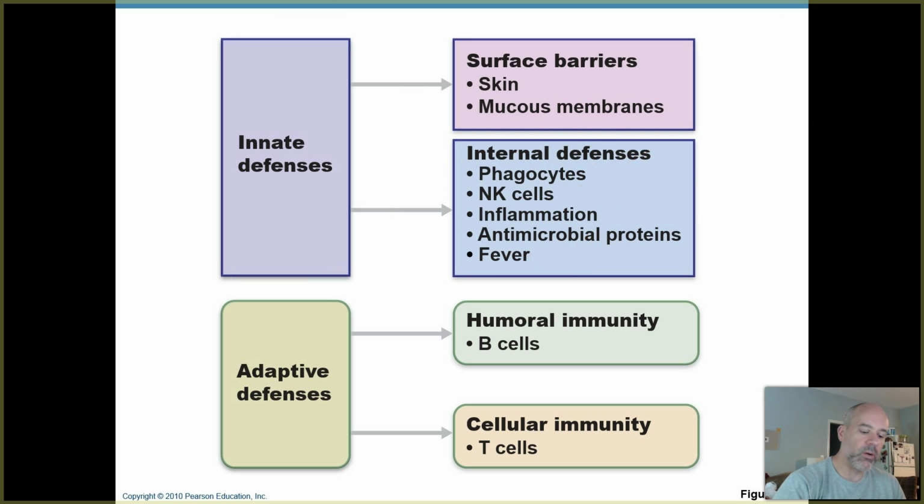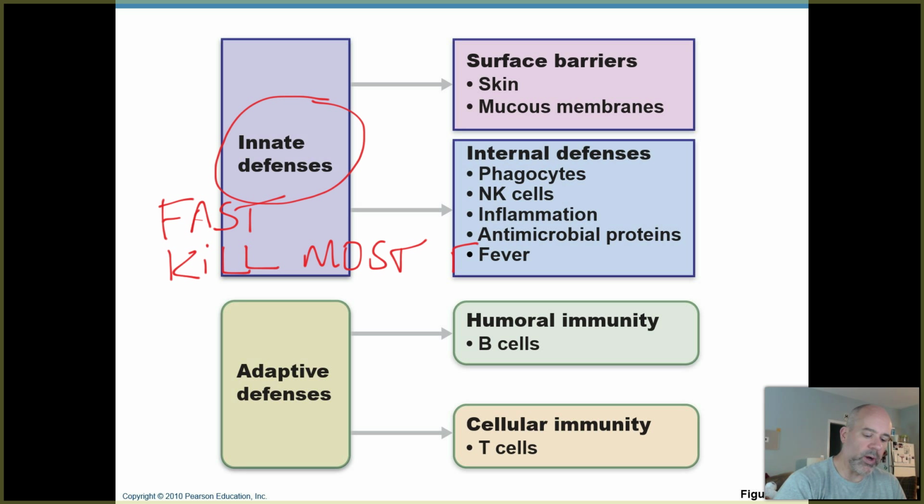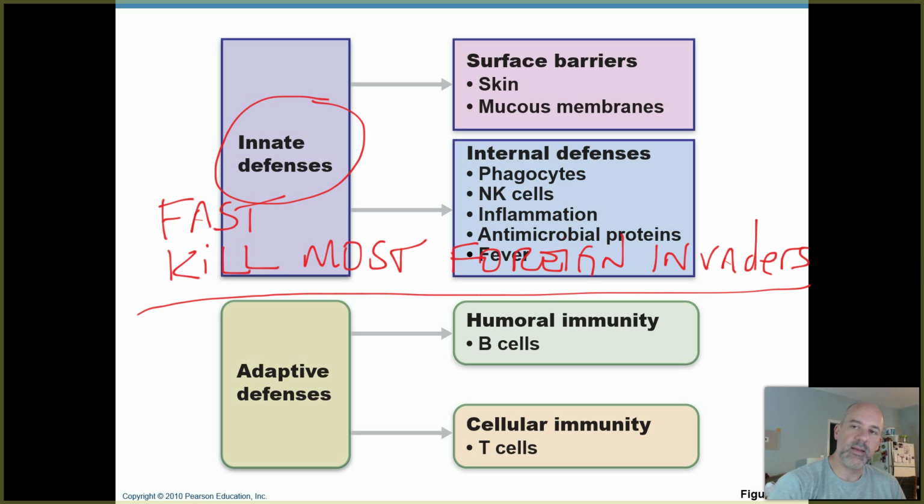All right, so your internal defenses or your innate defenses are fast, and they kill most foreign invaders. There's no question about it. Most things don't have a chance against this branch of your immune system. You know, it's not pleasant to think about, but you're constantly getting exposed to things that are foreign to the body, and you don't get sick every time, obviously. If we did, we'd be miserable and sick all the time. That's because your innate defenses keep out or kill the overwhelming majority of foreign invaders that enter the body.